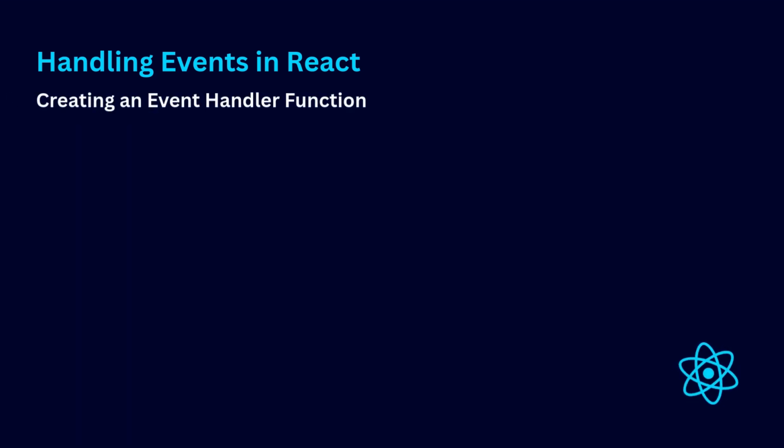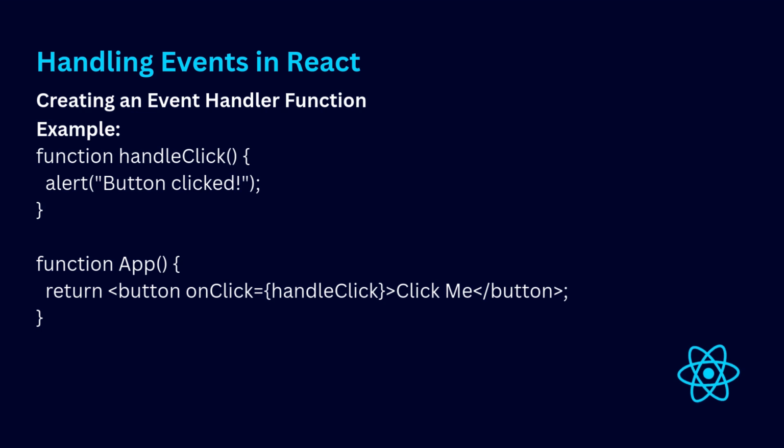Let's look at a real example. Here is a functional component that handles a button click. function handleClick() { alert('Button clicked') } function App() { return <button onClick={handleClick}>Click me</button> }. Now when the user clicks the button, the handleClick function runs and shows an alert. That's the basic idea of handling events in React.